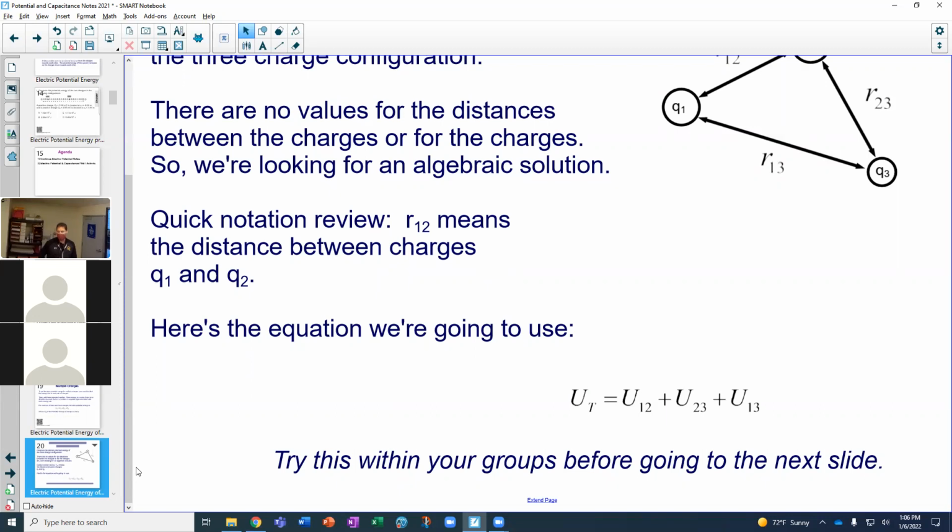So I'd like you to pick a partner and get a whiteboard and see if you can figure this out. So grab a partner, grab a whiteboard, see if you can come up with this algebraic solution. And for John and Finley, I'll put you guys in a breakout room so you guys can discuss it.